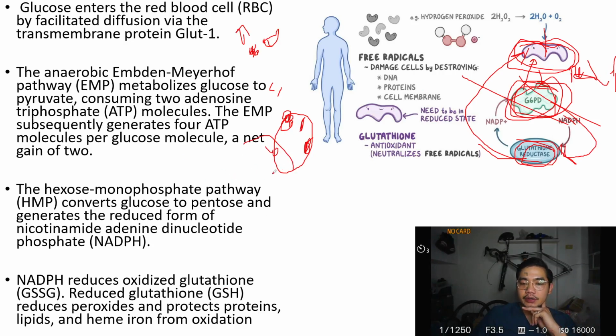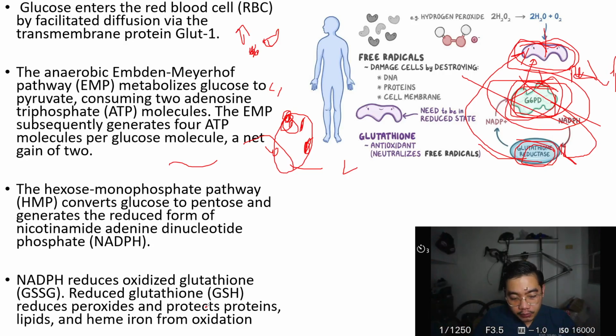It can no longer do its function because it has lost its deformability because it has lots of inclusions. Eventually, it will undergo hemolysis. So this is what we call glucose 6-phosphate dehydrogenase deficiency. Going back, glucose 6-phosphate dehydrogenase deficiency is the most common enzyme deficiency that will lead to hemolysis.